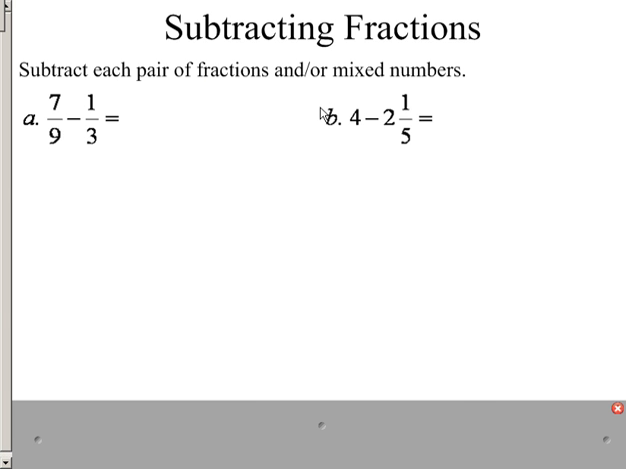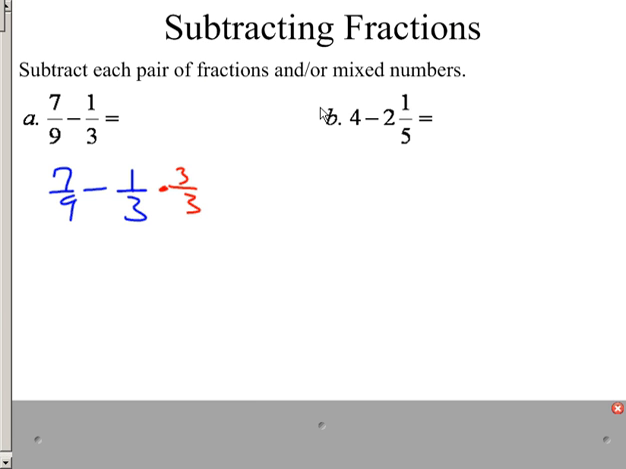Hopefully you know how to do it without, but at the same time, don't miss a problem because you struggle with fractions. Use your calculator. On this first one here, we need to get a common denominator of 9. So we're going to multiply the second fraction here by 3/3.